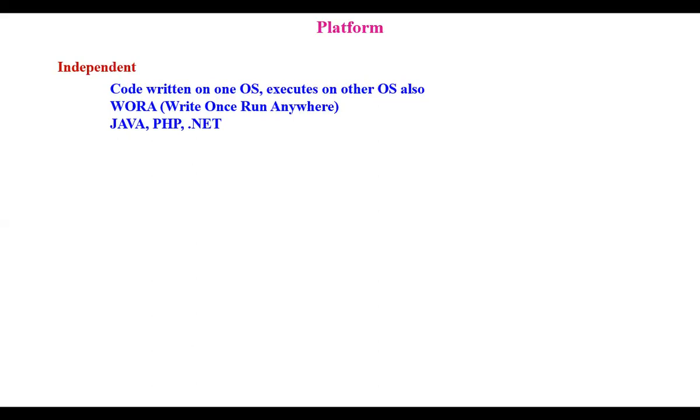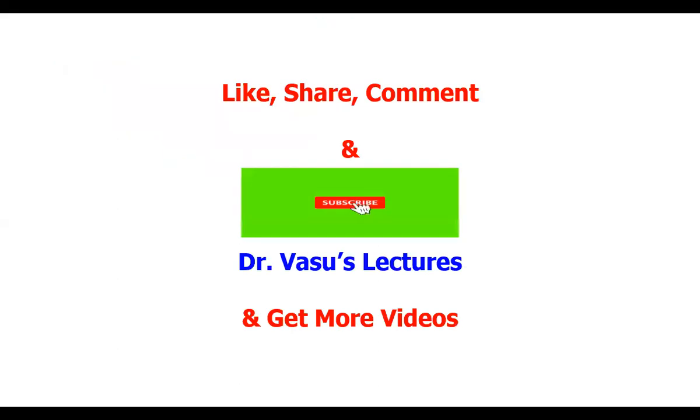Examples are Java, PHP, and .NET. These come under platform independent. Different applications, such as enterprise applications and banking applications, all come under this.